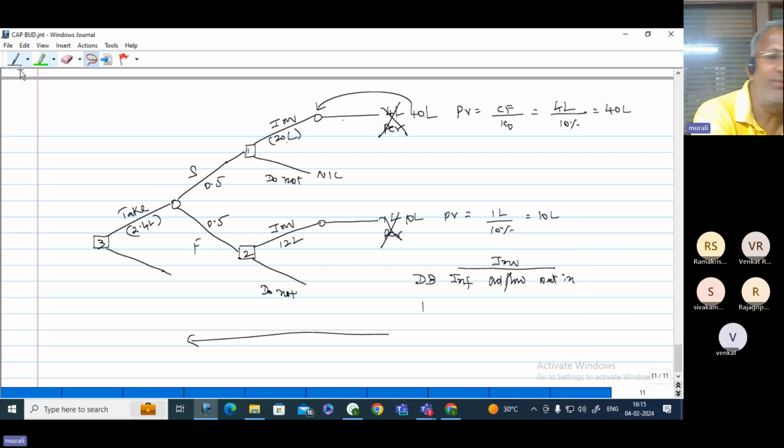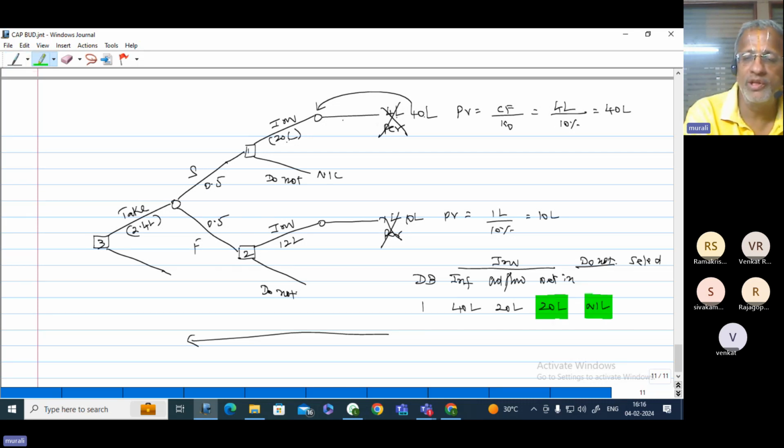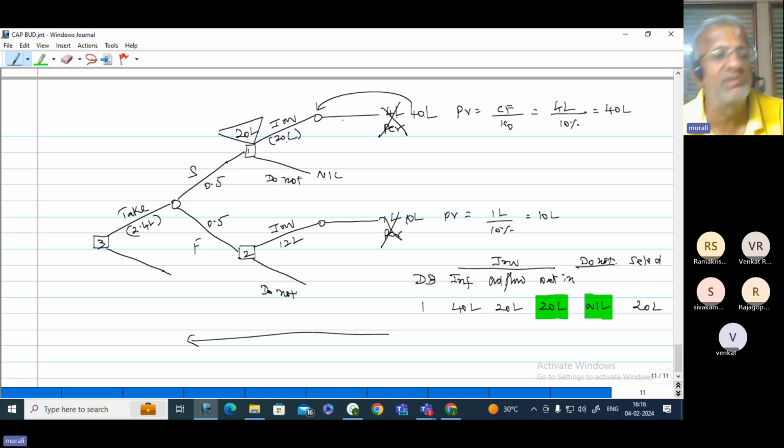When you have do not invest, and select which one you are selecting. So you have an inflow of 40 lakhs, outflow of 20 lakhs, net is 20 lakhs, do not invest is nil. So you got to bring about a comparison between the two. Which one you would be selecting? Better of the two you will be selecting. You put here 20 lakhs. But just to differentiate between the two, I am putting it in the inverted triangle mode beside the decision box. That means I've selected investing.